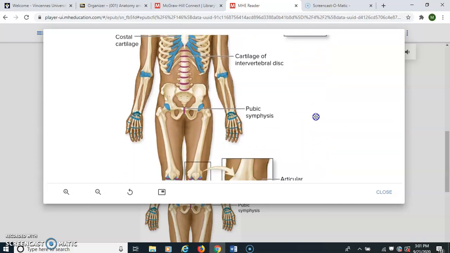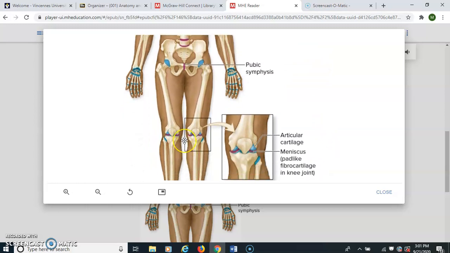And then if we slide up in our knees, this is probably one that a lot of people may have heard of: the meniscus. That's singular, or menisci. You can see the blue here, which indicates articular cartilage. Remember, that's made of hyaline cartilage. It's on the end of the femur and the tibia here at the knee.